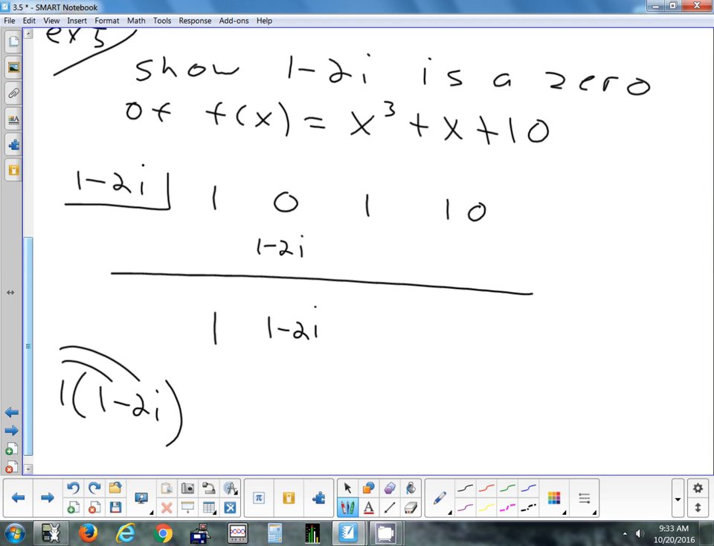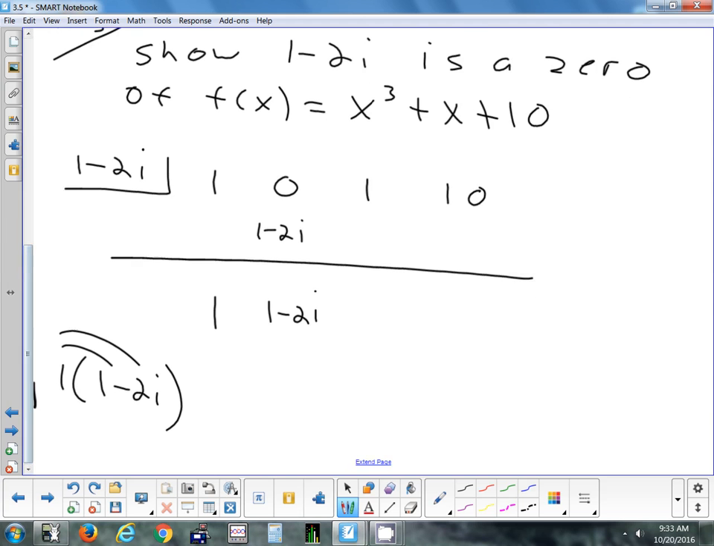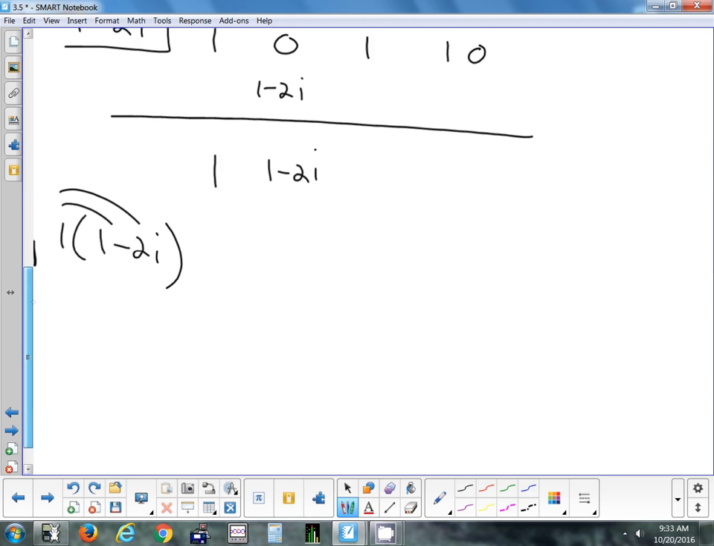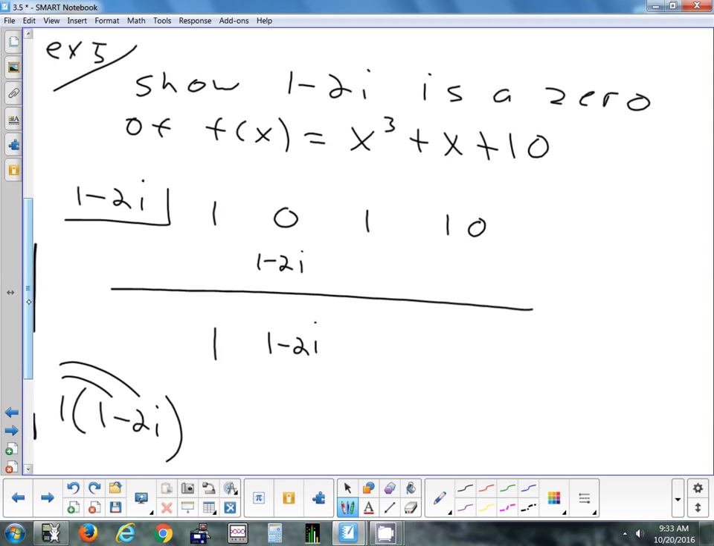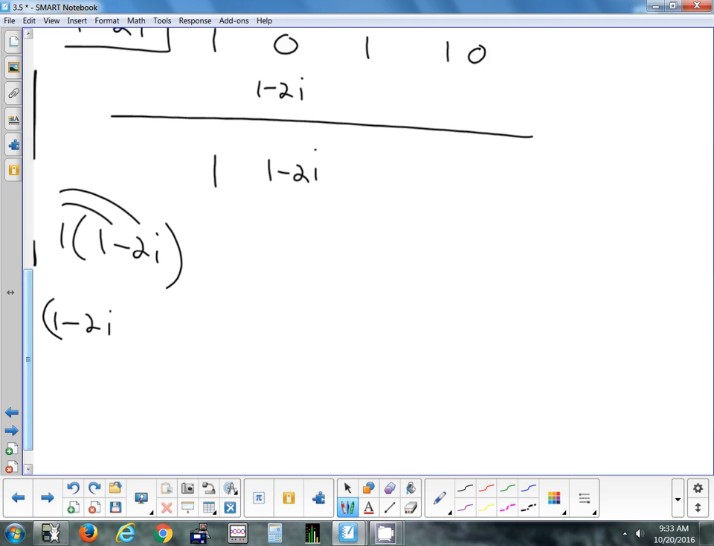We have to multiply 1 minus 2i times 1 minus 2i. So I'm going to do it off to the side because I don't have the room where I'm doing the division. So 1 minus 2i times 1 minus 2i. Okay, what's 1 times 1? 1. 1 times negative 2i. Negative 2i. And then I have another 1 times negative 2i. So that's a negative 2i, and a negative 2i is negative 4i. Negative 2i times negative 2i. 4i squared, which is really minus 4.